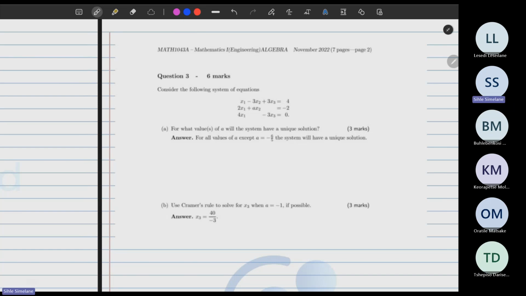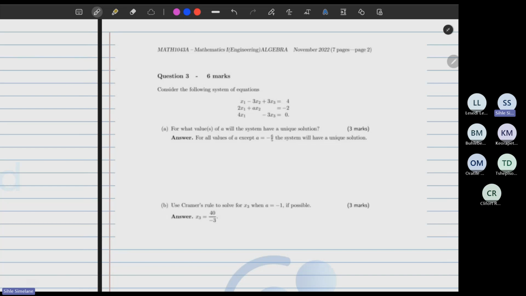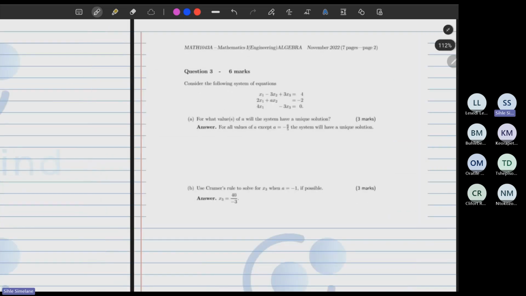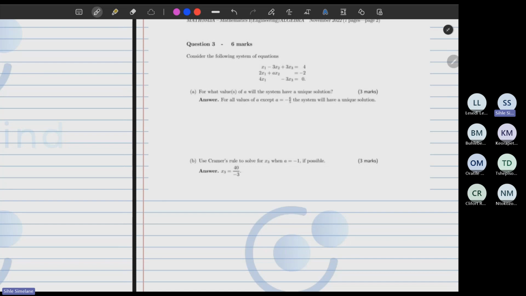And all of you should make sure that you are able to deal with matrices. So let's look at the first question. They are saying, for what values of A will the system have a unique solution? And we are also speaking of Cramer's rule. So let's quickly rewrite that system as a system of equations.